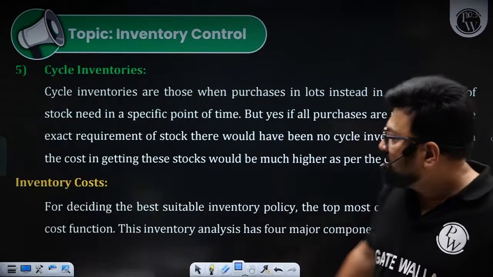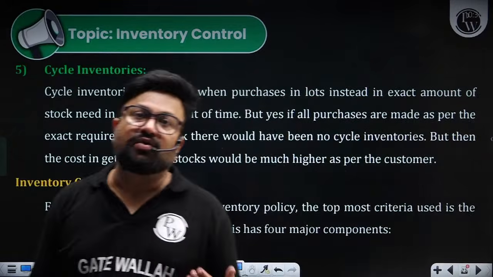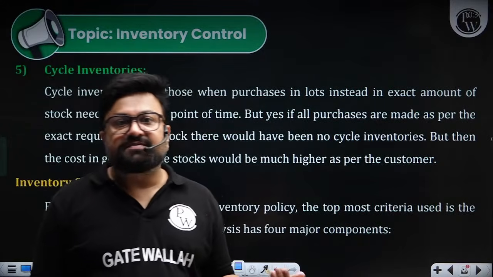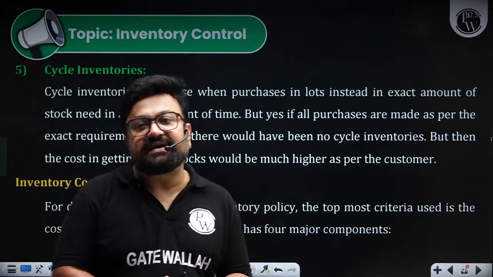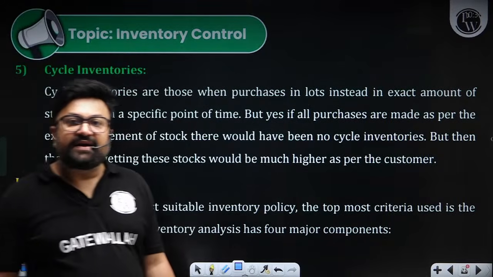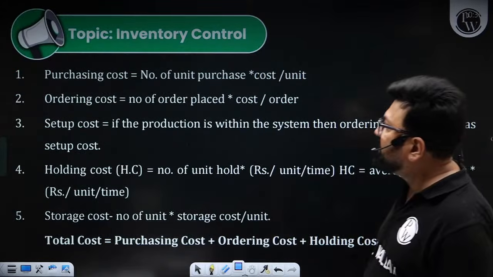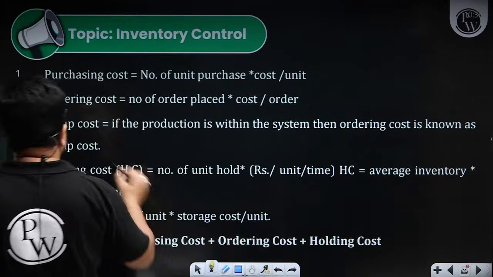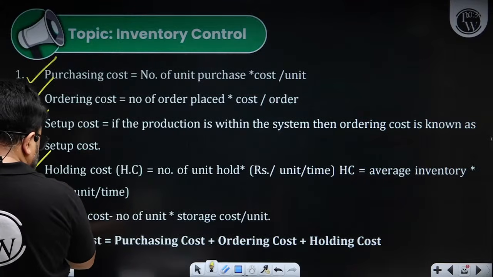Next is inventory cost. There is a storing cost, a holding cost, and a purchasing cost in the inventory. For deciding the best suited inventory policy, the topmost criterion used is the cost function. The inventory analysis has four major components: purchasing cost, ordering cost, setup cost, holding cost and storage cost.